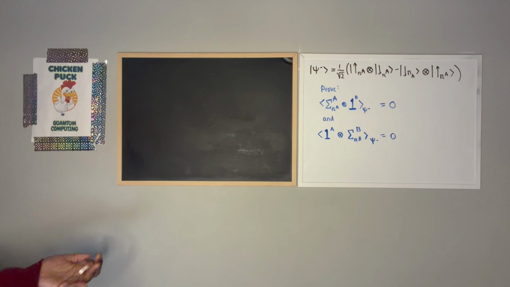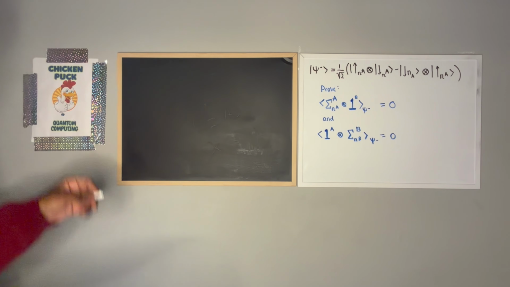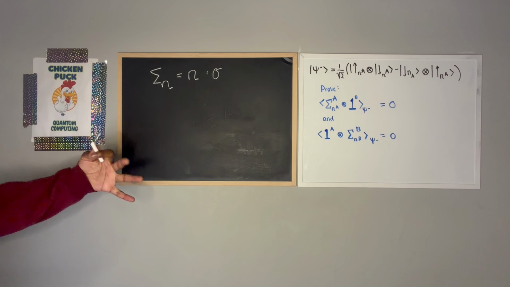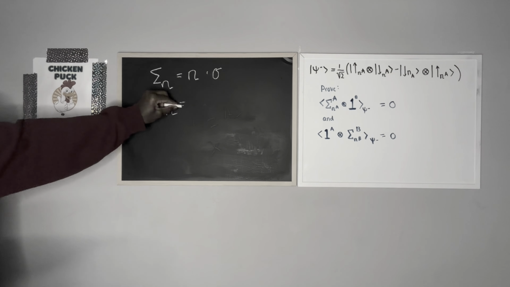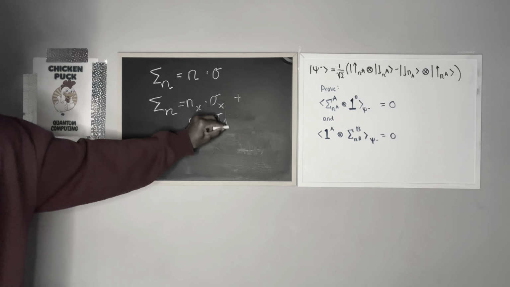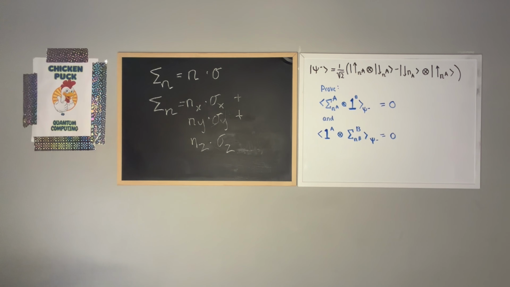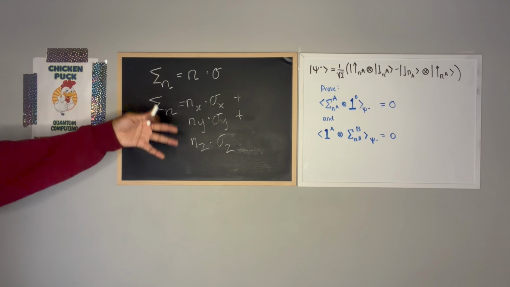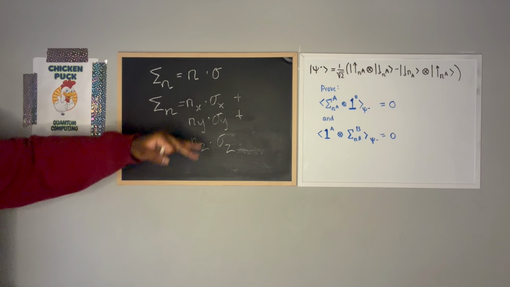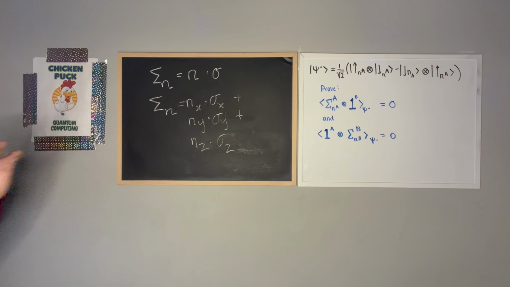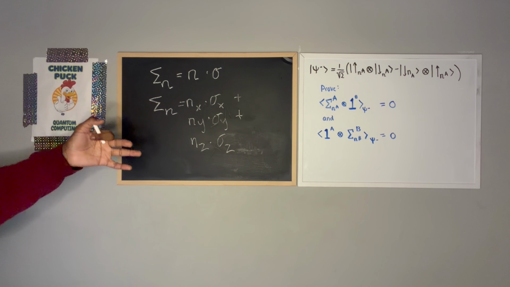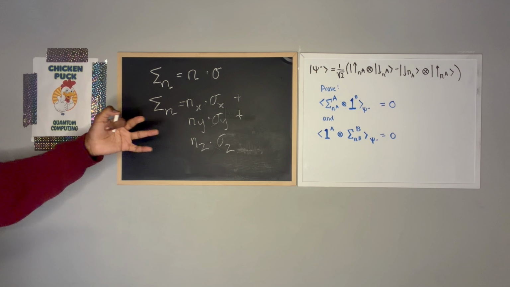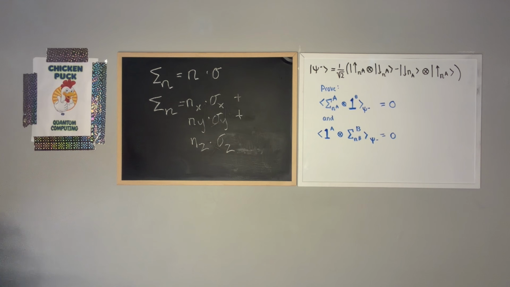As you might know from an introductory quantum computing class, if we expand this out, we get sigma_n equals n_x sigma_x plus n_y sigma_y plus n_z sigma_z. So sigma_n is our spin observable along the direction n. These are the three Pauli matrices, so it's constructed using those Pauli matrices. And once we choose the direction n, this operator measures spin along that direction.